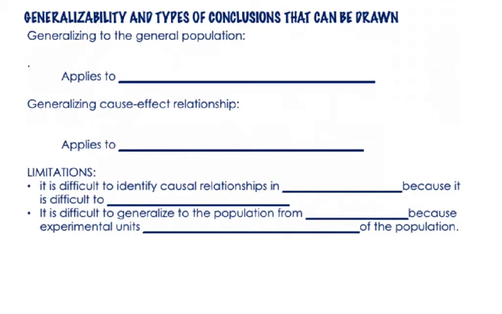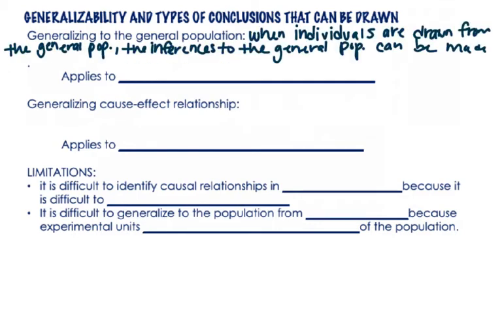Generalizing to the general population means when individuals are drawn from the general pop, then inferences to the general pop can be made. So this applies to observational studies and surveys. Okay?